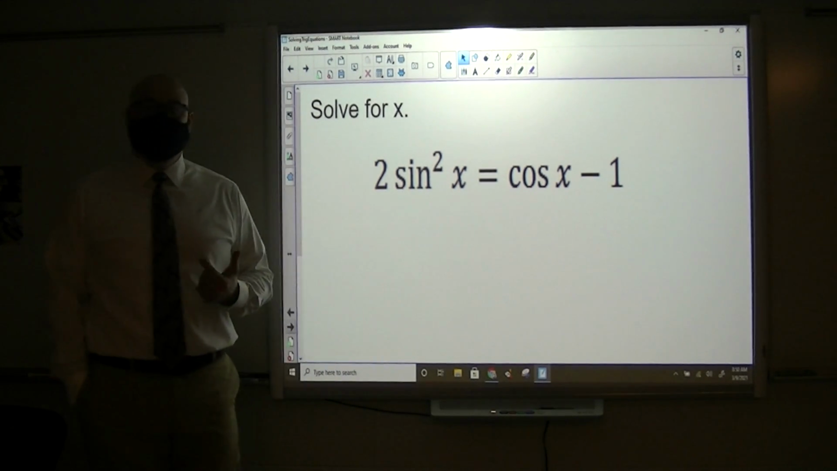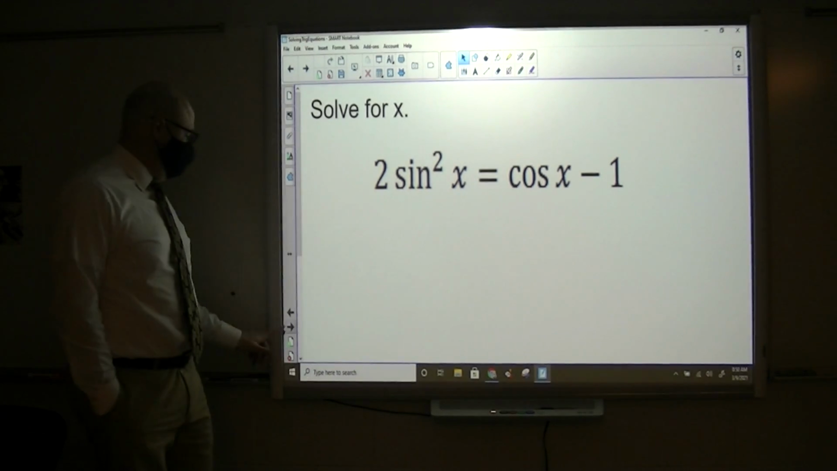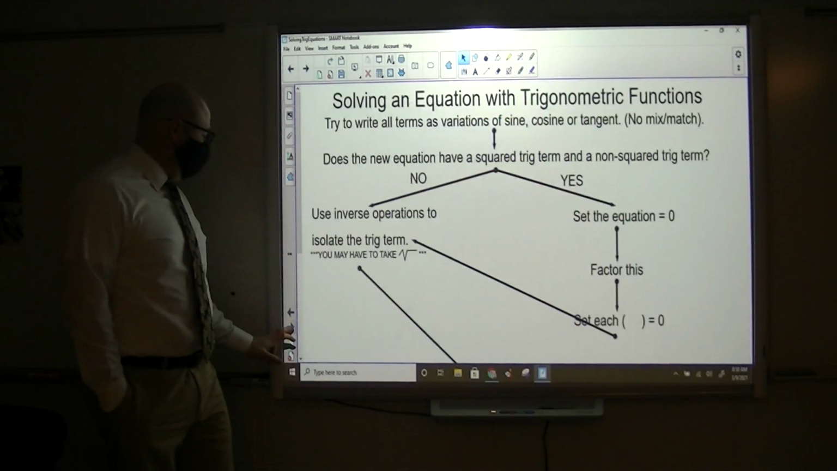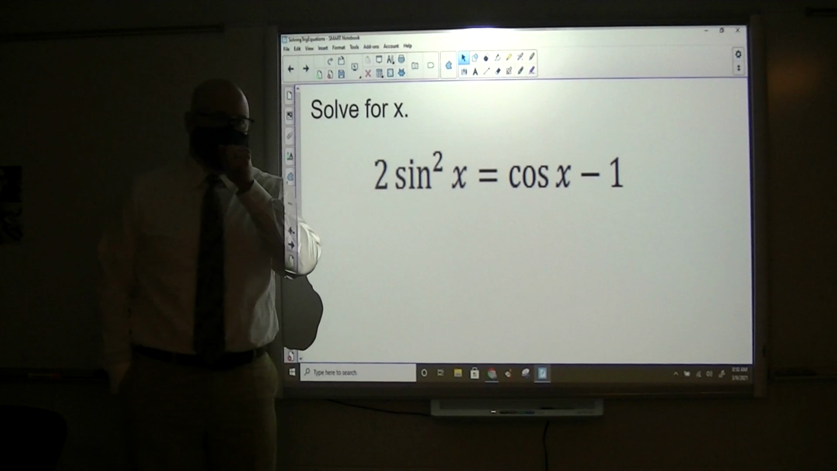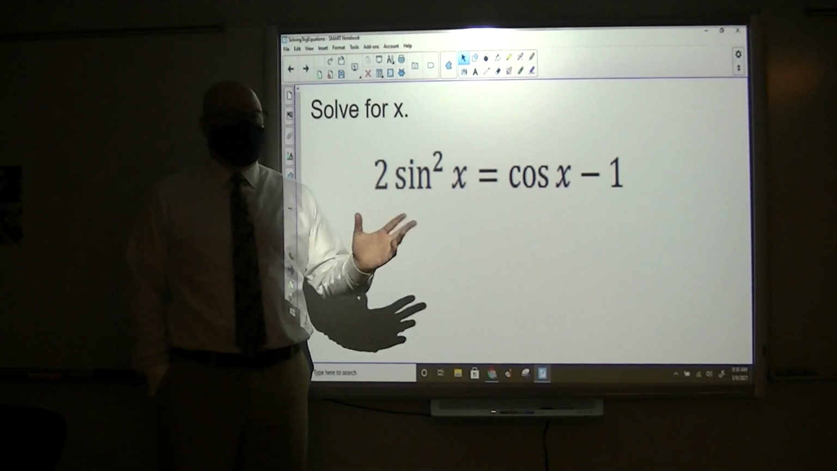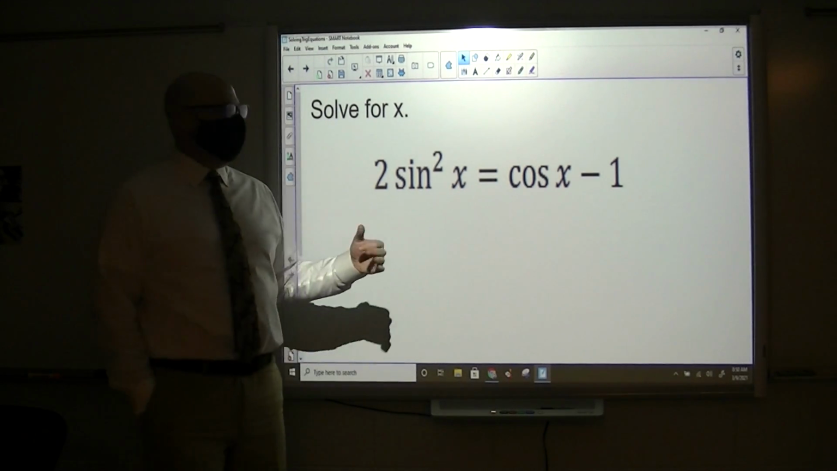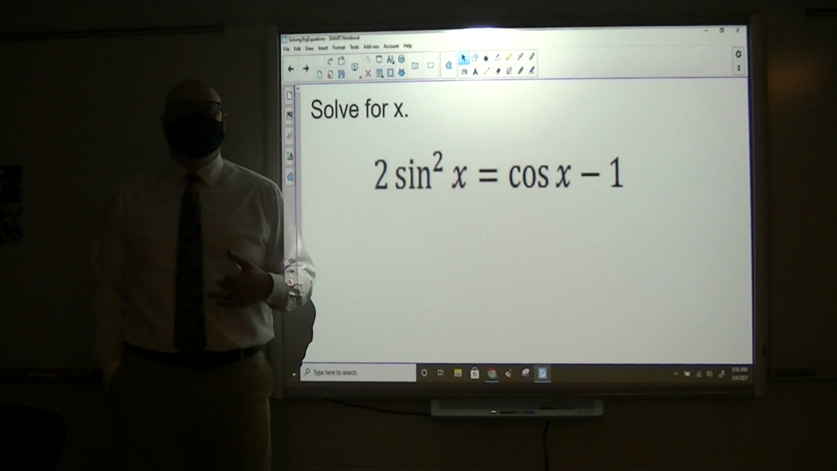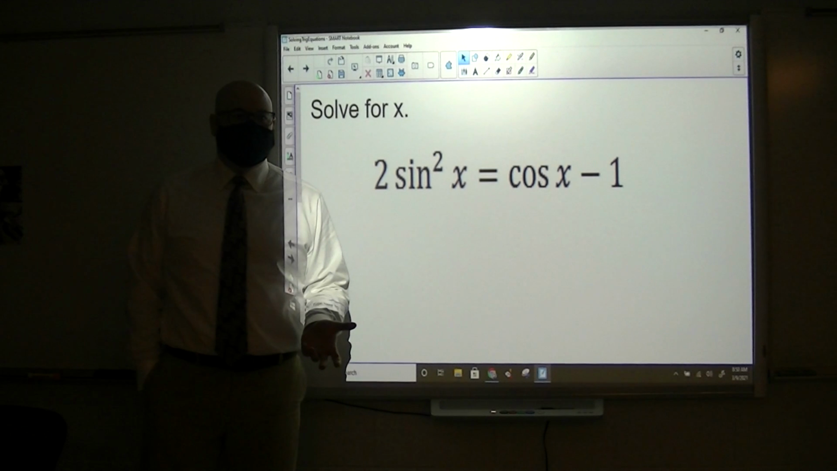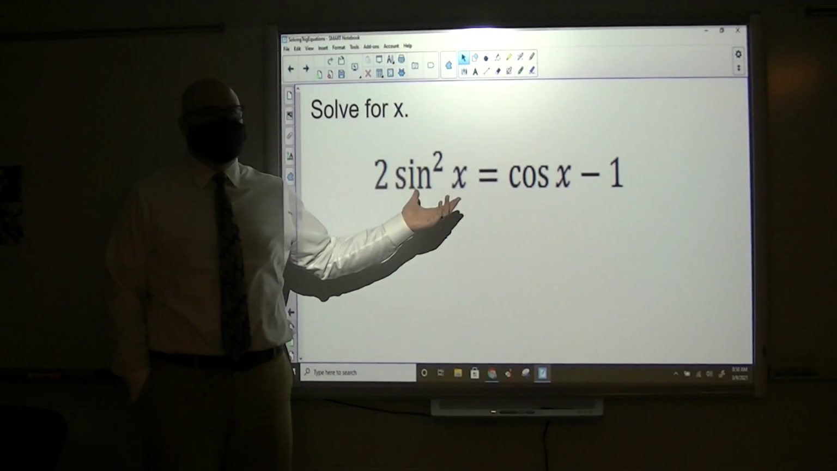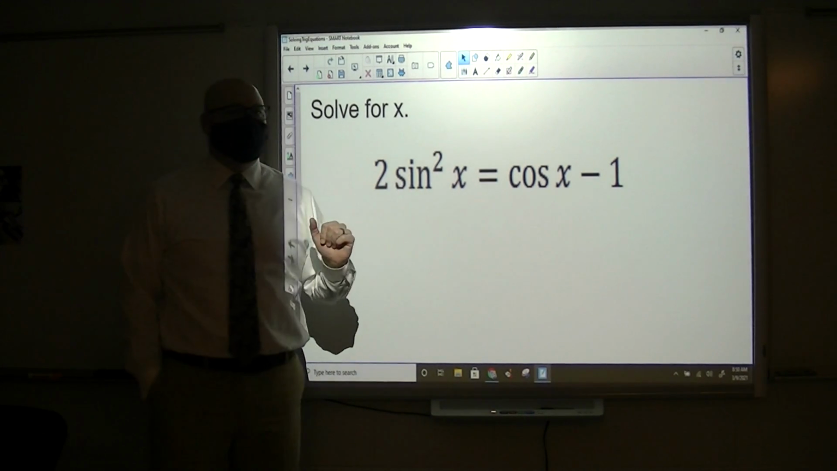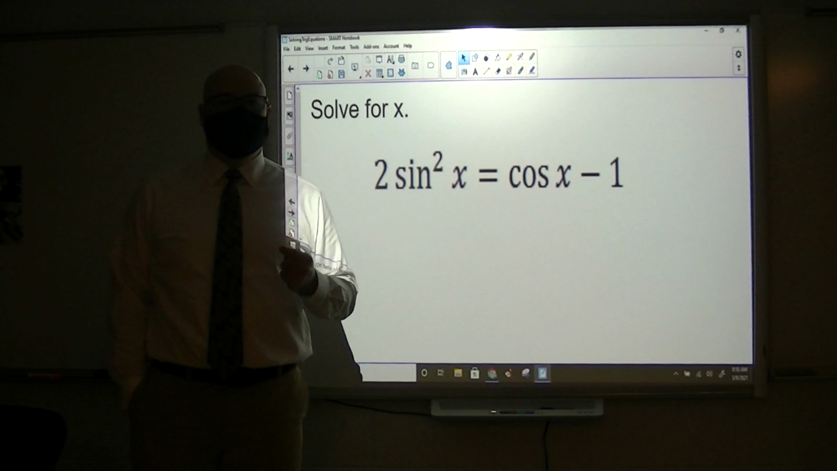Okay? Because I would be able to solve this problem if it had only cosines. Like, for example, if this was cosine squared, that would be okay. But the fact that it's sine squared causes me problems. So the question becomes, is there a way to make this sine squared a cosine squared? Is there a way to get rid of the sine squared but include a cosine squared in its place?